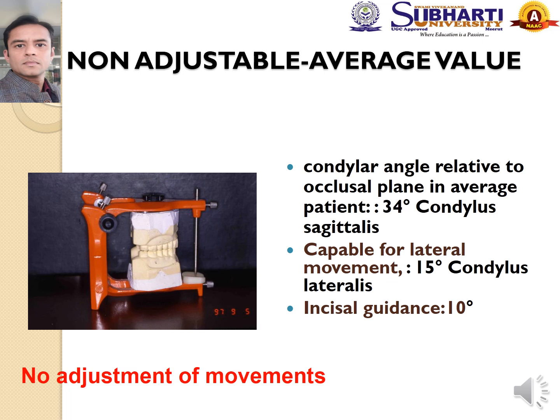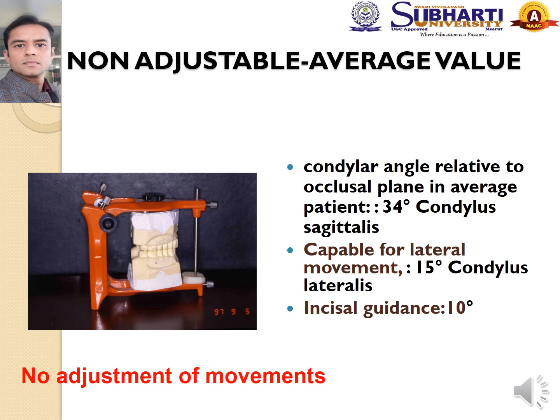These are the mean values of non-adjustable articulators, that is, the average values. The condylar angle or condylar guidance is 34 degrees, the lateral is 15 degrees, and the incisal guide is 10 to 15 degrees. But we cannot change these values.